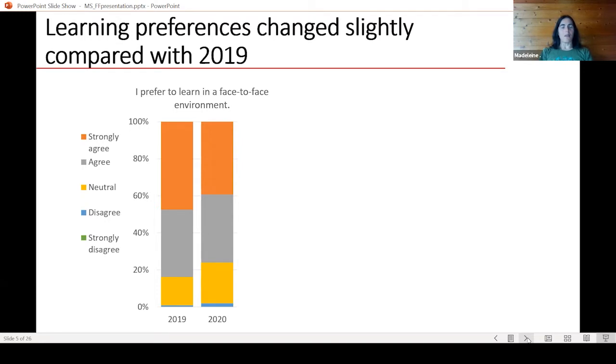So we have in dark orange at the top the strongly agree, and in gray the agree. Between 2019 and 2020, and this is actually statistically significant, the proportion of students who are neutral on this question increased, and the proportion who strongly agreed decreased. We have no hypothesis about why this might be. Again, the survey was completed before they knew they would be learning online, but that gives you some indication of how they might have felt when they were suddenly told, sorry about your preference, you are now learning online.